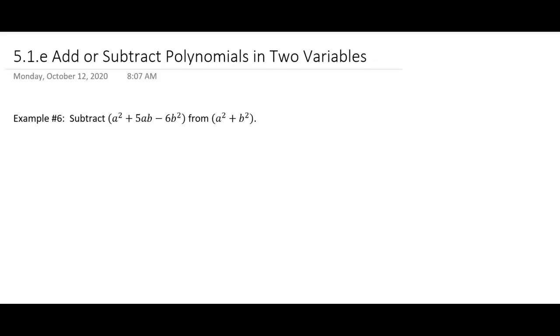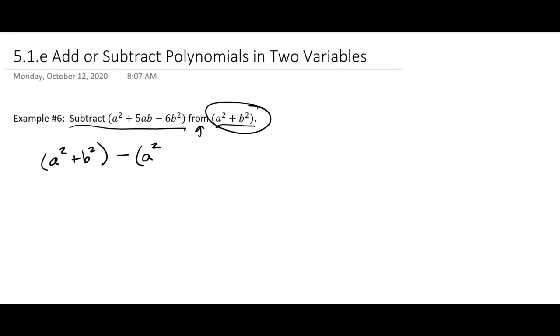All right, so we have some more adding and subtracting, but now we have two variables. This first one says subtract, and it gives us a polynomial from another polynomial. So whenever it says to subtract from, you have to take this polynomial first. So it's going to be written a squared plus b squared minus, and then the other polynomial.